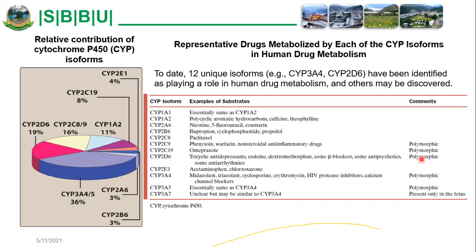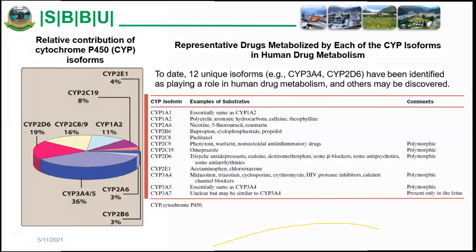And the polymorphisms, I will explain later, what polymorphism is and the other points. Okay, just remember this point. CYP3A7 is unclear. It may be similar to CYP3A4, and it is present only in the fetus. Remember this. Now let's explain these points about polymorphisms. I hope you got this slide.